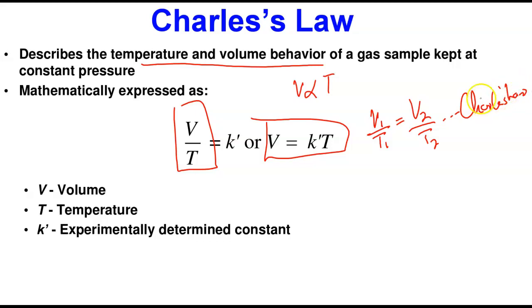And Charles's Law itself will always happen at a constant pressure. So the pressure is kept constant and the volume and temperature are varied. Again, at any point in time, the 1 just represents the initial condition and 2 represents the final condition. And this experimental constant is actually the pressure at this point in time.